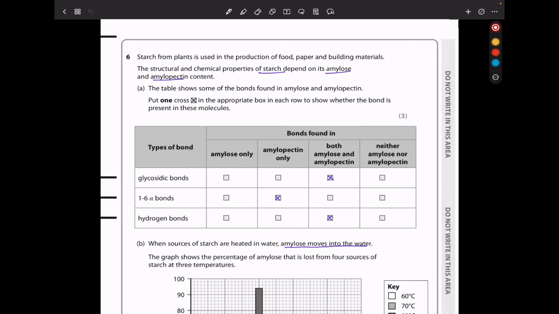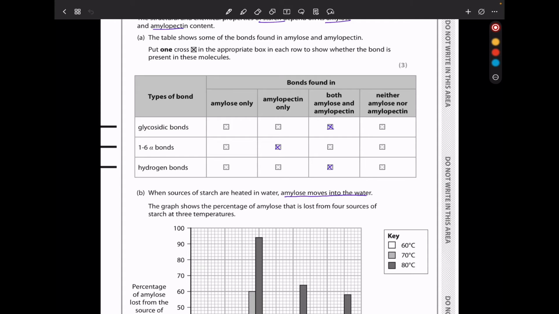Question 6. Starch from plants is used in the production of food, paper, and building materials. The structure and chemical properties of starch depend on its amylose and amylopectin content. The table shows some of the bonds found in amylose and amylopectin. Put one cross in the appropriate box in each row to show whether the bond is present in these molecules. Glycosidic bonds are going to be present in both amylose and amylopectin. The 1,6 glycosidic bonds are going to be present only in amylopectin, and then hydrogen bonds are going to be present in both amylose and amylopectin as they fold around.